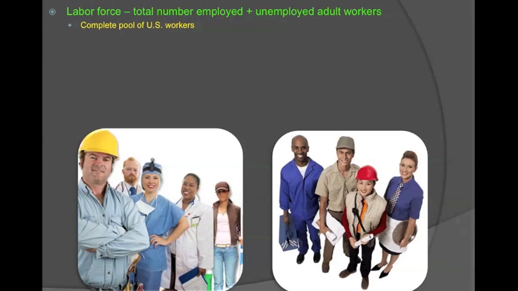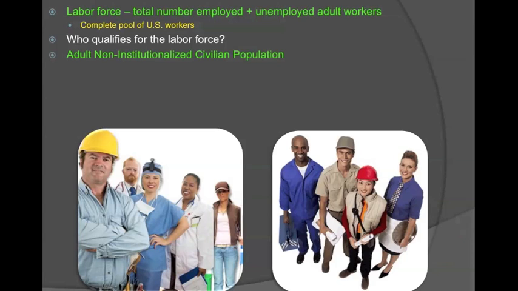Now this number, this total amount of the labor force, is not going to be every single person that lives in this country. In order to qualify for the labor force, you have to be considered by the Bureau of Labor Statistics to be part of what we call the adult, non-institutionalized civilian population. Specifically, an adult is defined as anyone over the age of 16. Now I know it's a little different than your typical definition of an adult, but the Bureau of Labor Statistics defines it as someone over 16. Okay, so who else would qualify for the labor force?